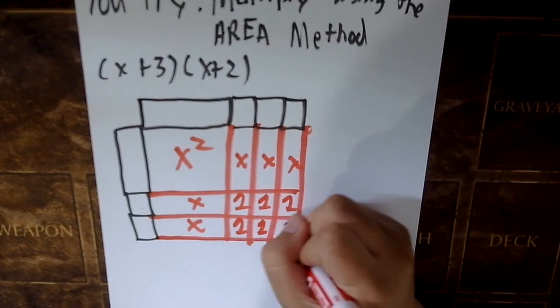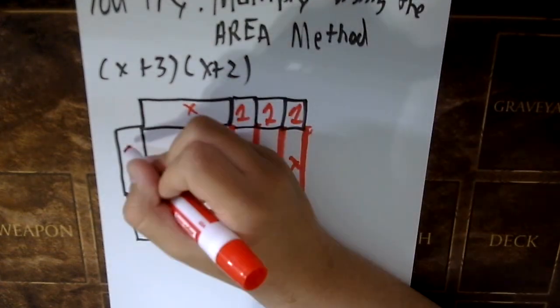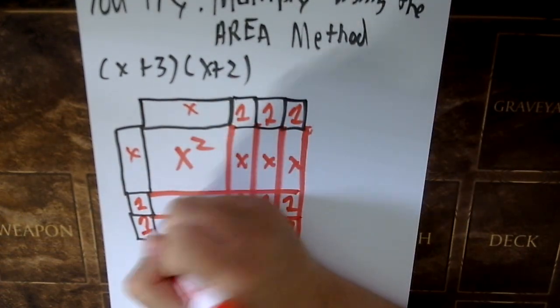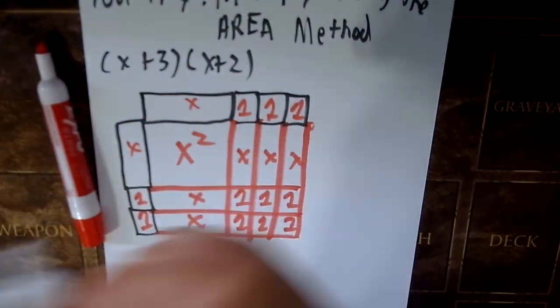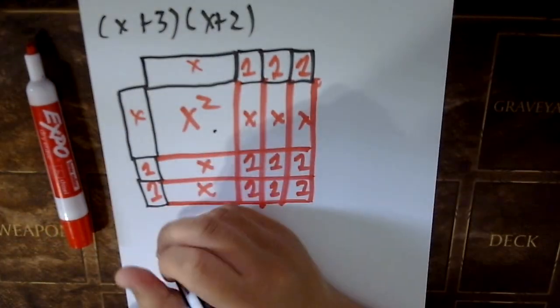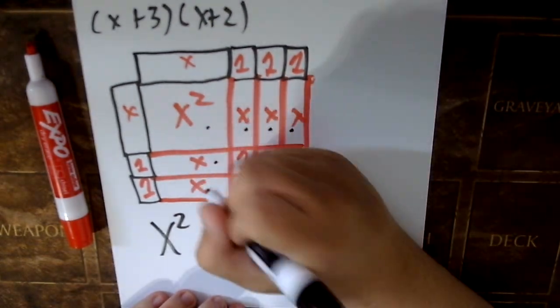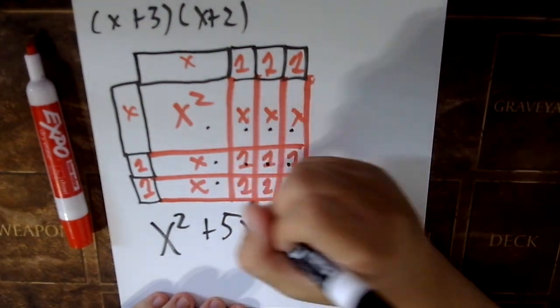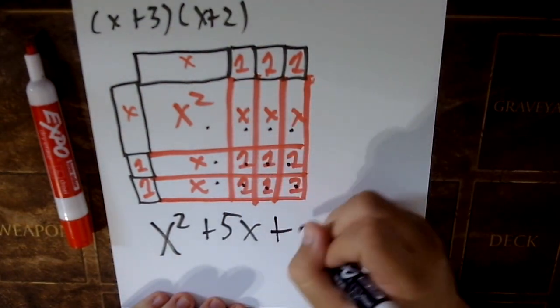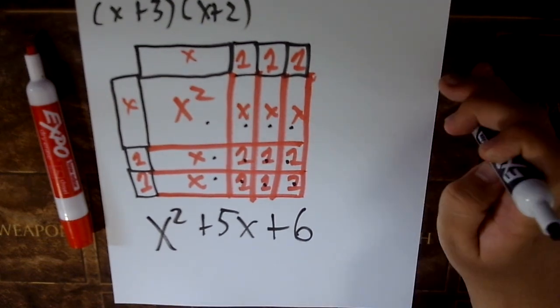Right? If you labeled these, make sure you just label them correctly. And so the box is in red, right? Not the numbers. Let's start counting. How many x squares do we have? 1. How many x's do we have? 1, 2, 3, 4, 5. And how many 1s do we have? 1, 2, 3, 4, 5, 6. And that would be our answer. X squared plus 5x plus 6, right?